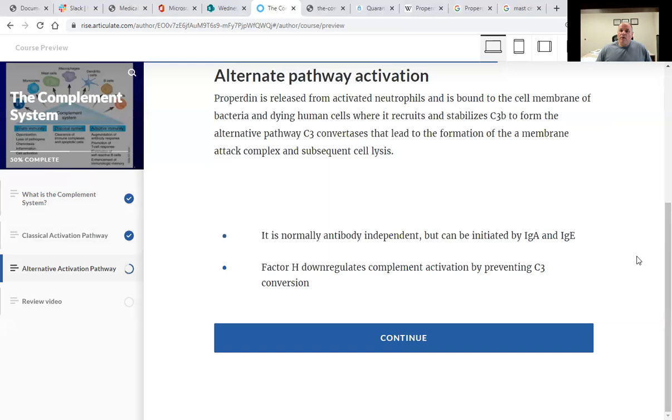And then I mentioned earlier how there is activation of the cascade, and there has to be some downregulation of the cascade, otherwise it would go on forever until some bad things happen. So factor H is a member of the complement system that downregulates complement activation by preventing C3 conversion to the active form of the protein.